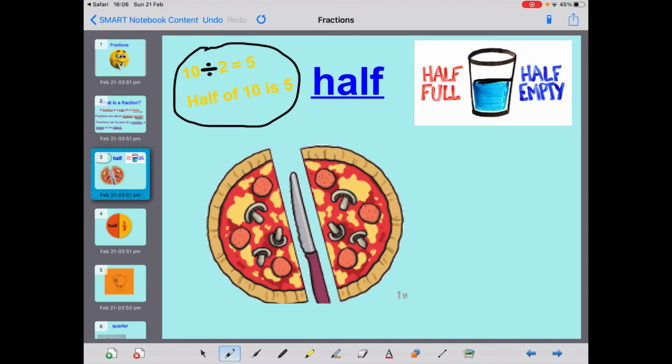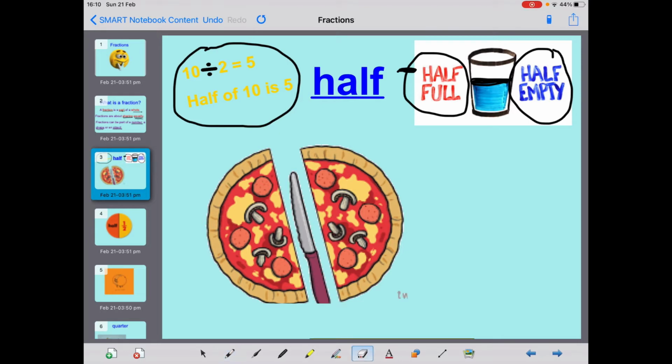We also used the word half when we were looking at measurement, and how full or empty our cups were. If the liquid was in the middle, we knew that it was half full or half empty. We can see that word half again there. Out of all the fractions, we use half the most, because you often cut things in half, at home or even at school. We have a pizza here that has been cut in half.